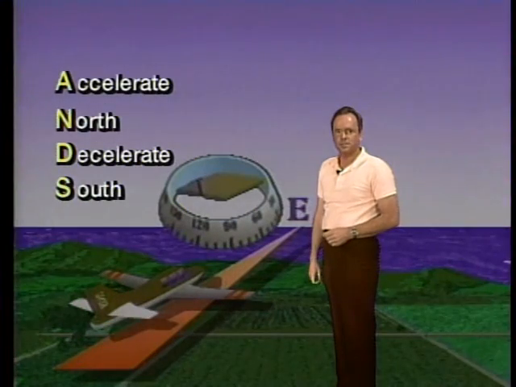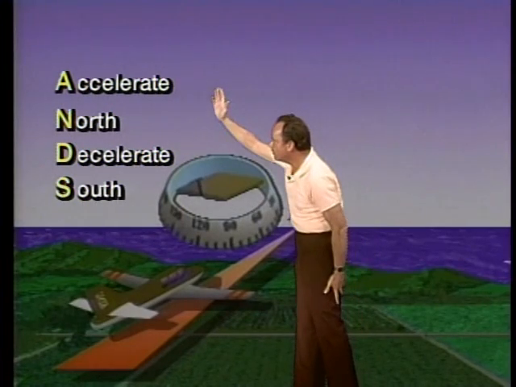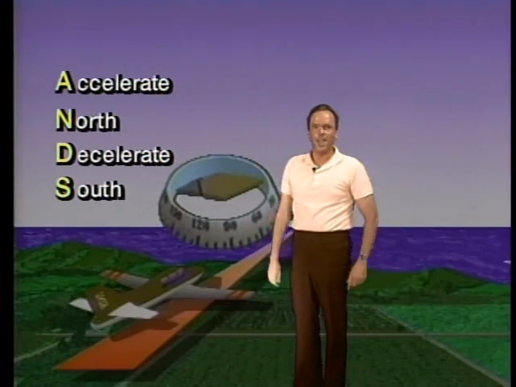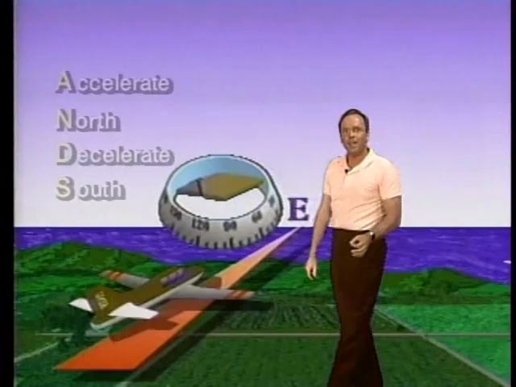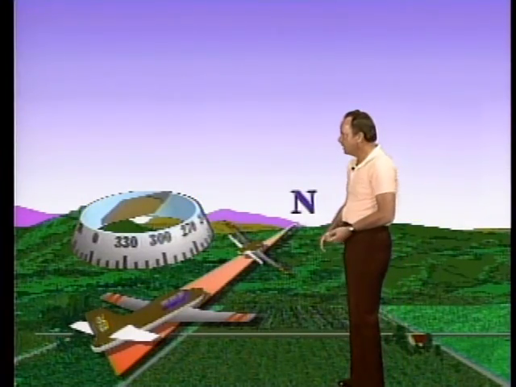Well, it's the very next thing we want to talk about, and that word is ands. Accelerate north, decelerate south, as in no ands, ors, ifs, or buts about it. Okay, now let's take a look at the next thing we want to talk about, and that is compass turning errors. And compass turning errors occur only on north and south headings, and here's the way they work.